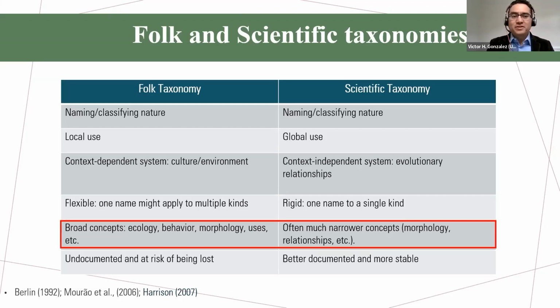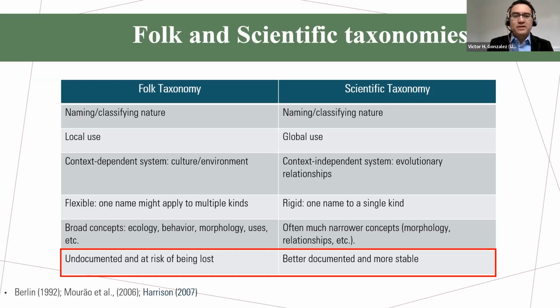However, folk taxonomies have a much broader context to name things. We use different aspects: behavior, ecology, morphology, uses, and smell of the things to be able to classify them. These concepts are a little bit narrower in the case of scientific taxonomy, which is usually based on morphology or on these relationships. Now we're using DNA to classify things.